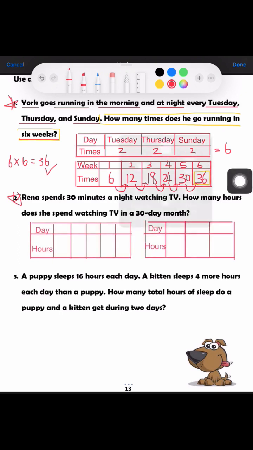Okay, question 2. Rena spends 30 minutes a night watching TV. So we need to find how many hours she spends watching TV in 30 days of a month. There are 2 tables. So kids, do you know how many 30 minutes are in 1 hour? Yes, there are 2 30-minute periods in 1 hour, because 30 plus 30 equals 60, and 1 hour is 60 minutes.